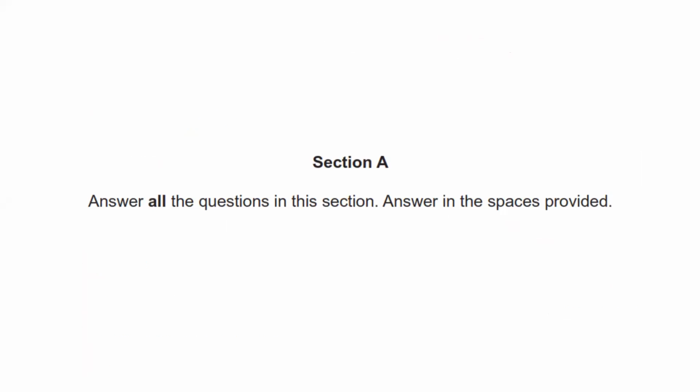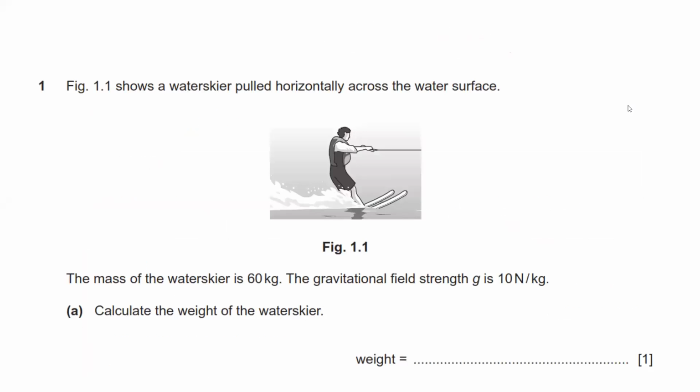Section A. It says answer all the questions in this section. Answer in the spaces provided. Okay. So first question, it says figure 1.1 shows a water skier pulled horizontally across the water surface. The mass of the water skier is 60 kgs. The gravitational force strength G is 10 Newton per kg. The first part A, it says calculate the weight of the water skier.